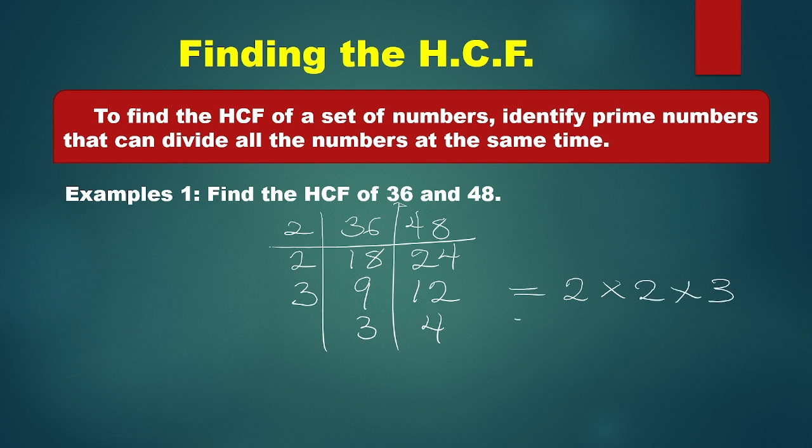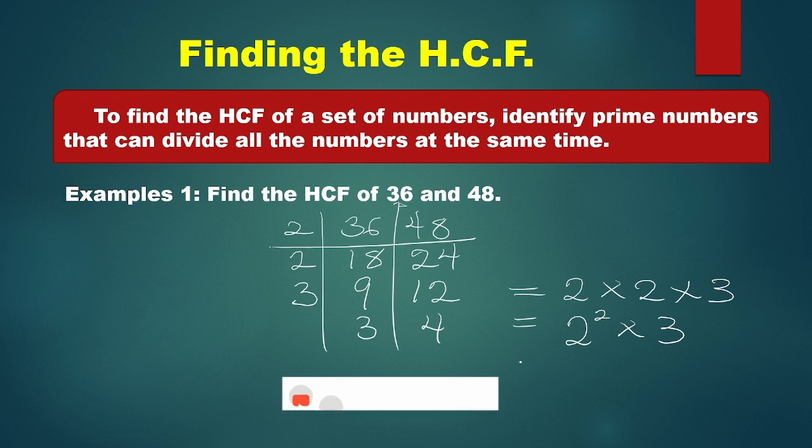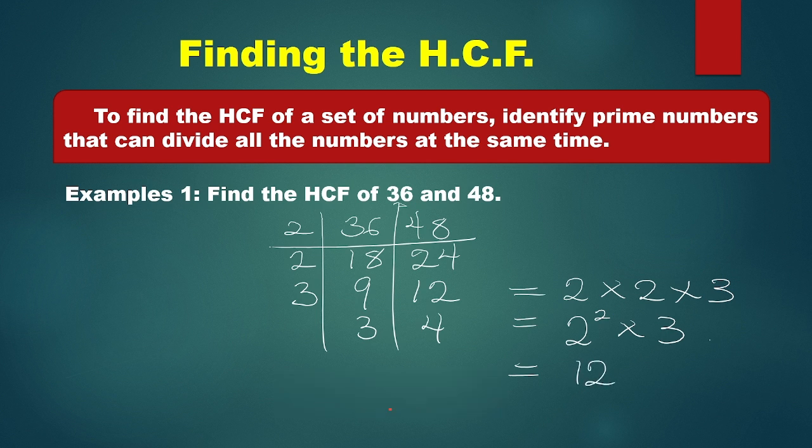If I want to leave my answer in index form, that's basically 2 raised to the power of 2 multiplied by 3. Or if I want to get an actual answer, it will be 2 times 2, 4. 4 times 3 is 12. So you can either leave your answer in this form or in this form.